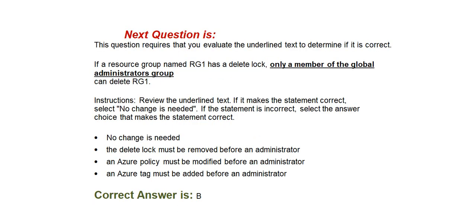Next question is, this question requires that you evaluate the underlined text to determine if it is correct. If a resource group named RG1 has a delete lock, only a member of the Global Administrators group can delete RG1. Choose the correct answer. Option A, no change is needed. Option B, the delete lock must be removed before an administrator. Option C, an Azure policy must be modified before an administrator. Option D, an Azure tag must be added before an administrator. Correct answer is option B, the delete lock must be removed before an administrator.